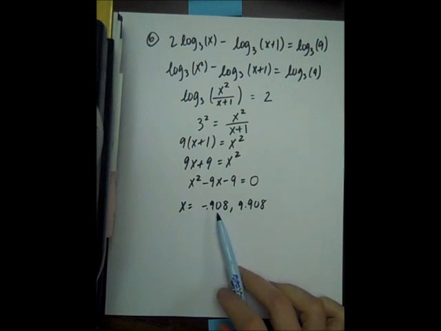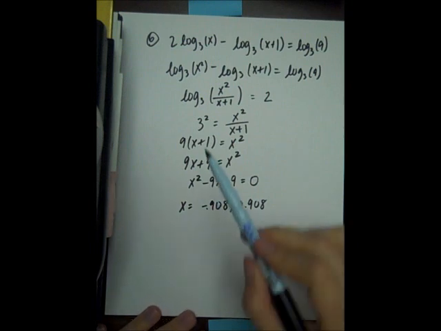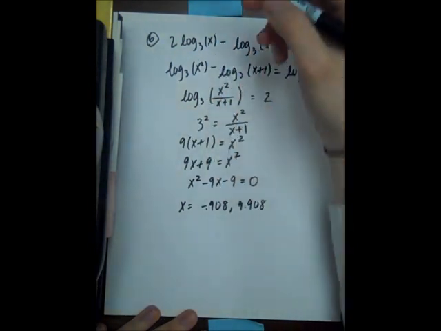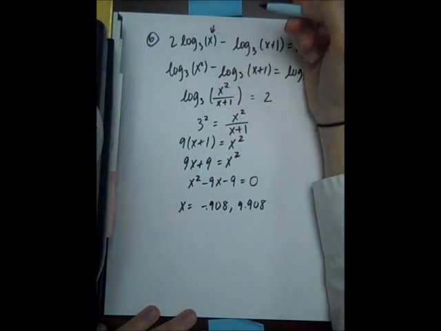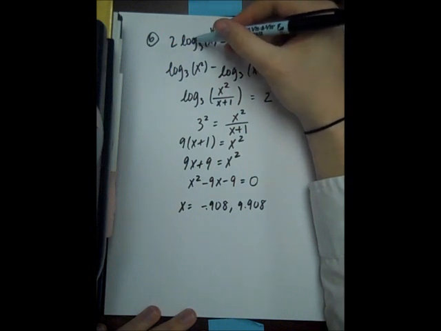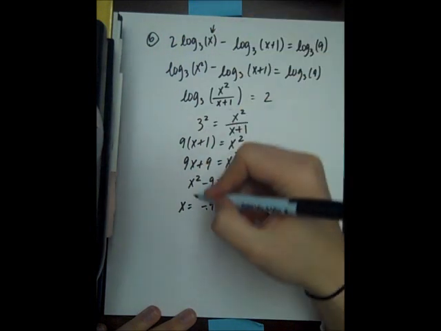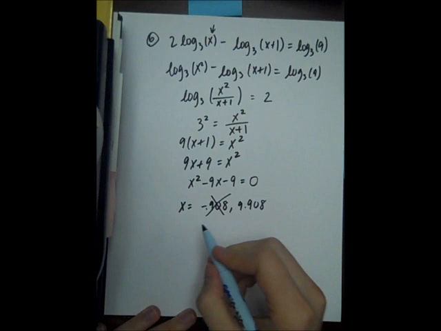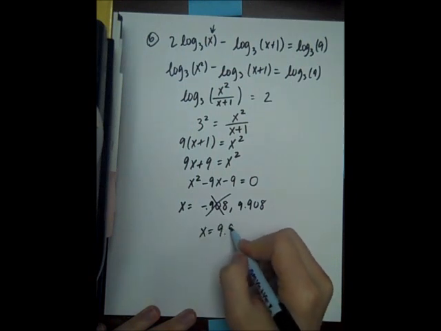Let's double check though. Can I actually plug in both of these? Can I plug in a negative 0.908 to this top equation? No, if you plug in a negative number right here, it's undefined. Remember, the log is only defined for positive numbers. So this is not a solution. So my only answer is 9.908.